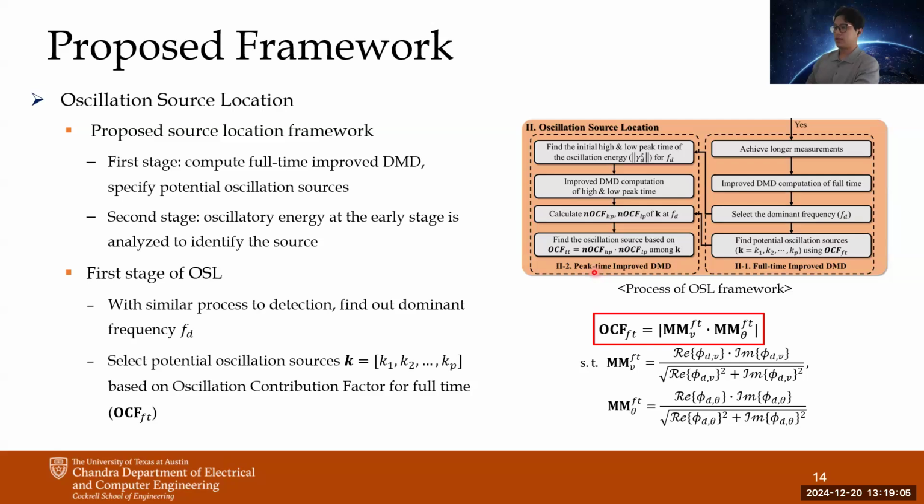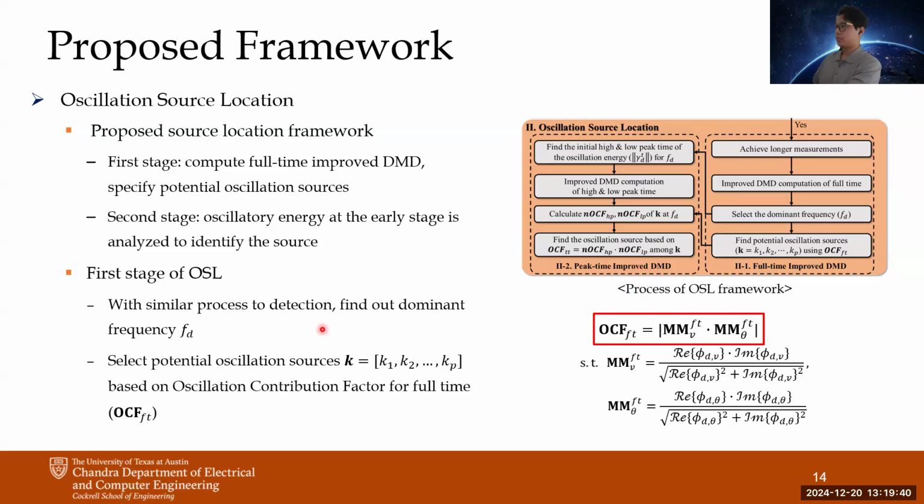So we analyzed these extended measurements in the source location stage, and we redivided the source location stage into two substages. In the first stage, we mostly aim to find out the dominant frequency of the extended measurements and find out only the potential oscillation sources. Then in the second stage, among these potential oscillation sources, we pick one or two oscillation sources, which might be the real oscillation source of the oscillation.